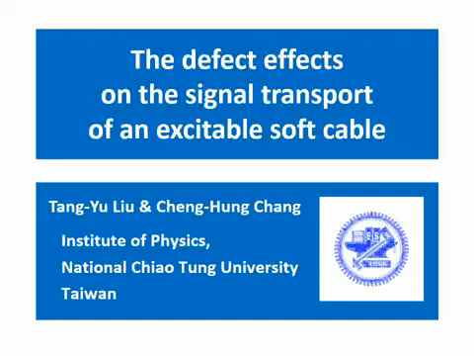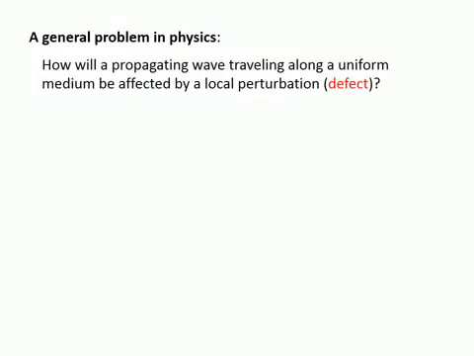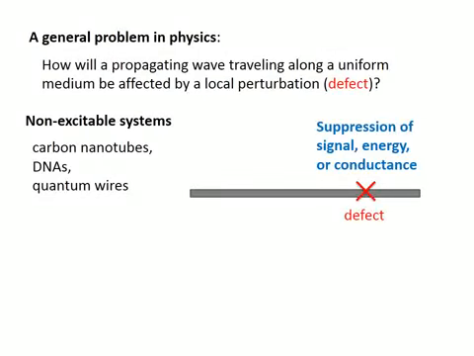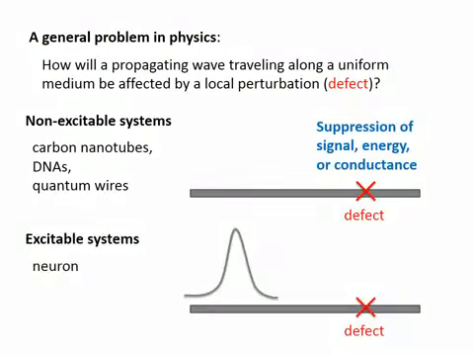Hello everyone, today I'm going to talk about the defect effects on the signal transport of an excitable soft cable. A general problem in physics is how a propagating wave traveling along a uniform medium will be affected by a local perturbation. If the system is non-excitable, a defect will usually suppress the signal or energy transport of the system.